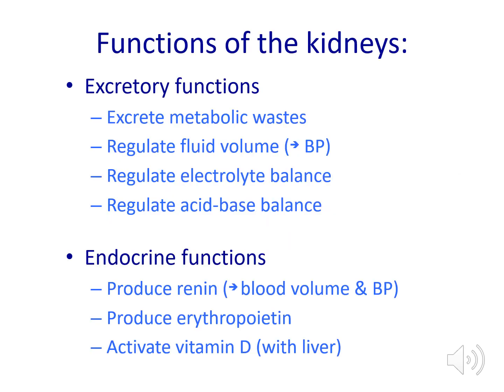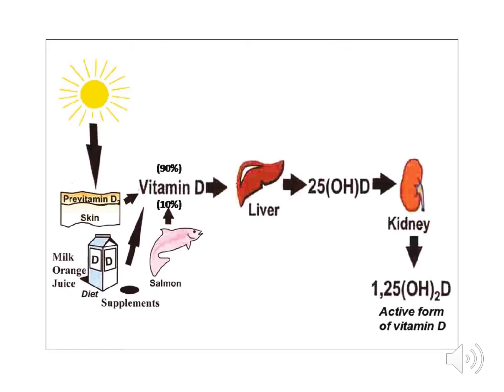And then the last thing that I'm going to add to the endocrine functions: the kidneys help activate vitamin D. Now, they don't make vitamin D, but they do help the liver to activate it. You see in this slide, it's a two-step process. You get it from your skin and from food, and the first step in activating vitamin D occurs in the liver. The second step occurs in the kidneys, and you have to have that in order to activate vitamin D.